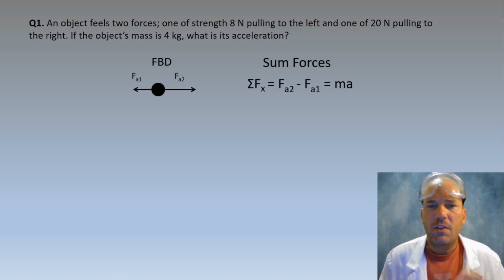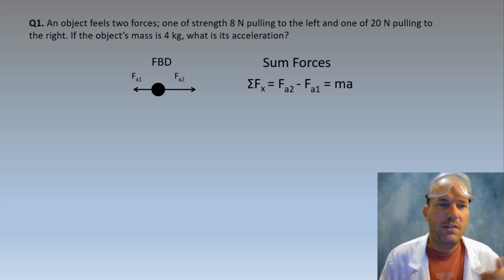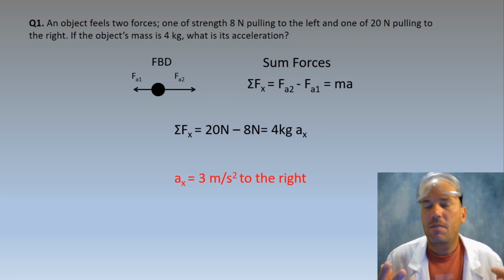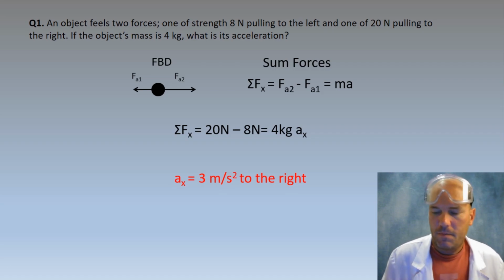So as always, we're going to start off with our free body diagram. Then we're going to move into summing the forces, in this case horizontally, where the sum of forces is equal to the force applied to the right minus the force to the left. We're going to call to the right positive and to the left negative. And putting in our values here, we get an answer of 3 meters per second squared to the right.